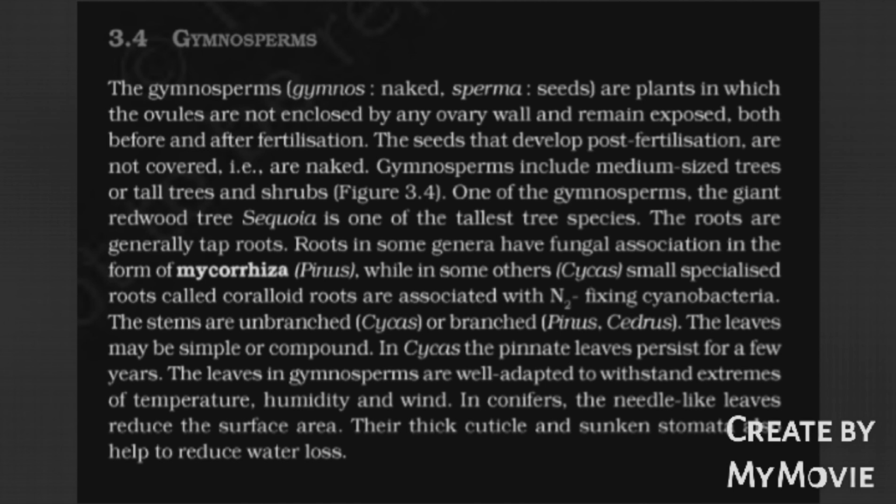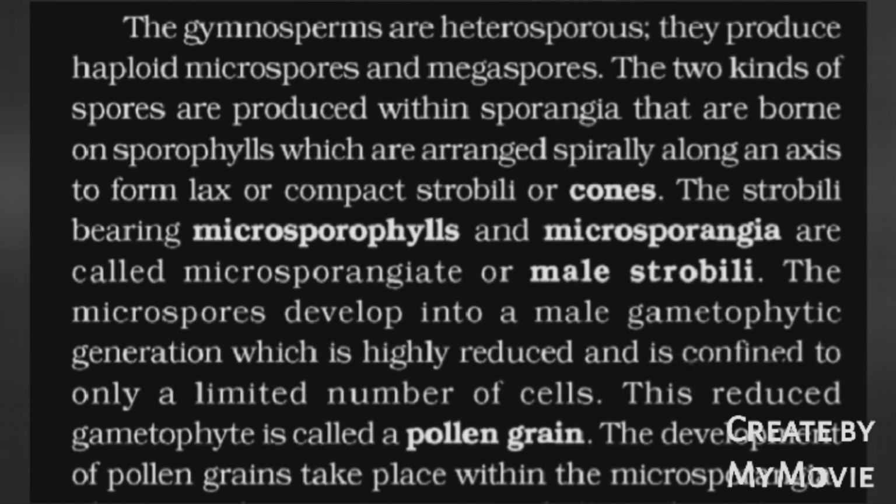The leaves in gymnosperms are well adapted to withstand extremes of temperature, humidity, and wind. In conifers, the needle-like leaves reduce the surface area. Their thick cuticle and sunken stomata also help to reduce water loss. The gymnosperms are heterosporous. They produce haploid microspores and megaspores. The two kinds of spores are produced within sporangia that are borne on sporophylls, which are arranged spirally along an axis to form lax or compact strobili or cones.